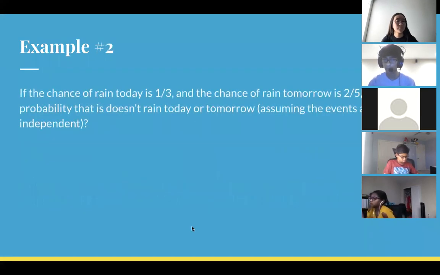Okay. Example 2. If the chance of rain today is 1/3 and the chance of rain tomorrow is 2/5, what is the probability that it doesn't rain today or tomorrow? Assuming the events are independent.